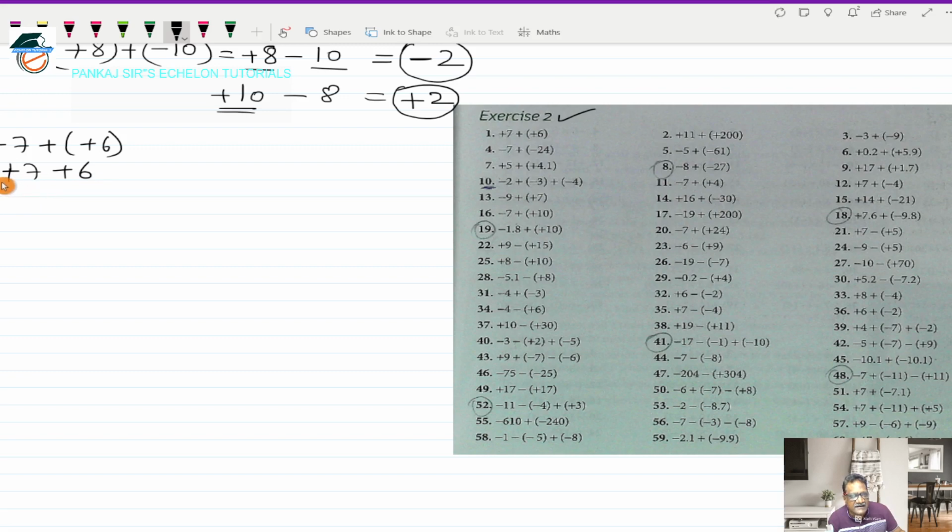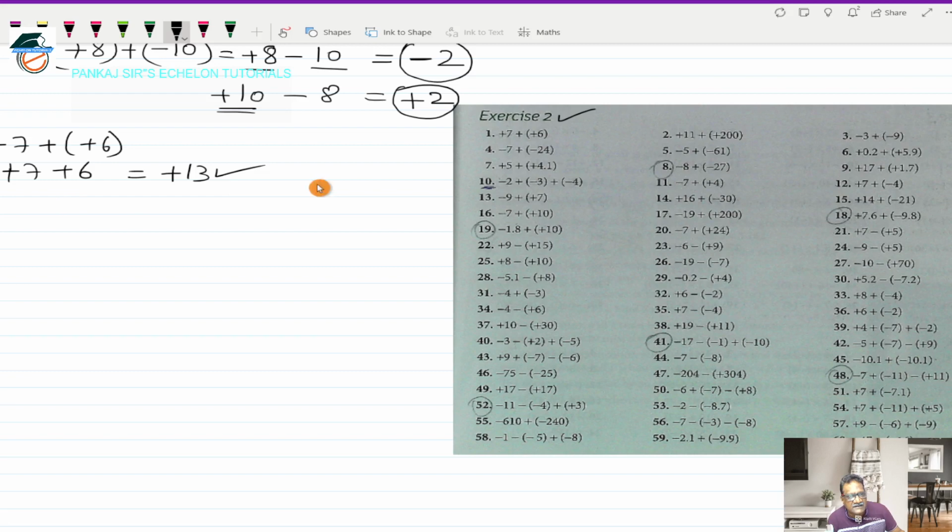And they are plus 7 and plus 6. Okay, so I have to add them. What I have to do is, because they belong to that plus same sign category, I'll put the same sign plus over here, and then I'll add 7 and 6. 7 and 6 works out to 13. So the answer is plus 13.